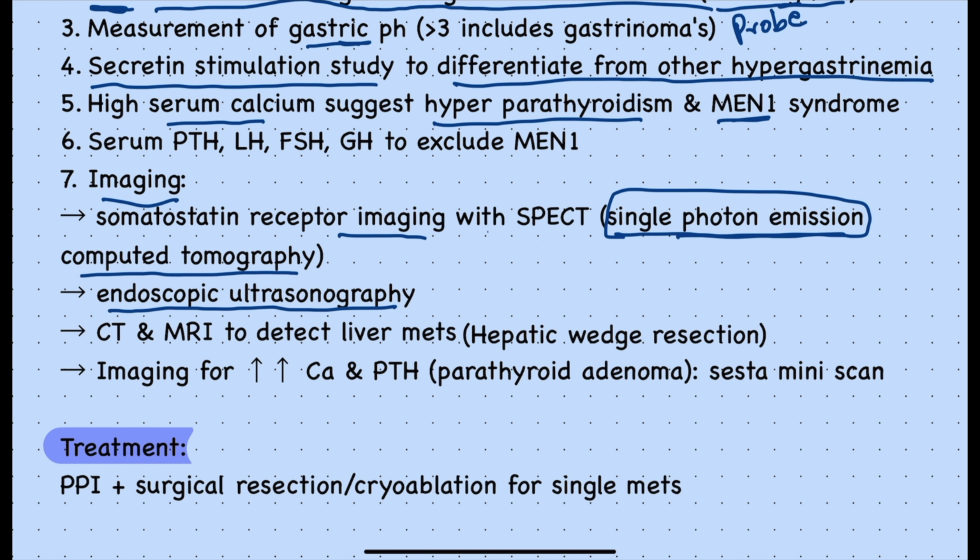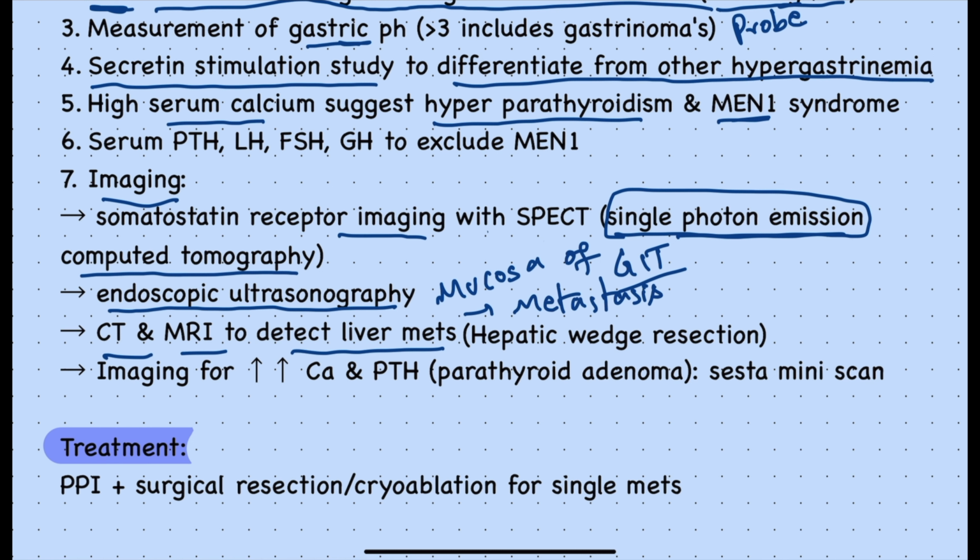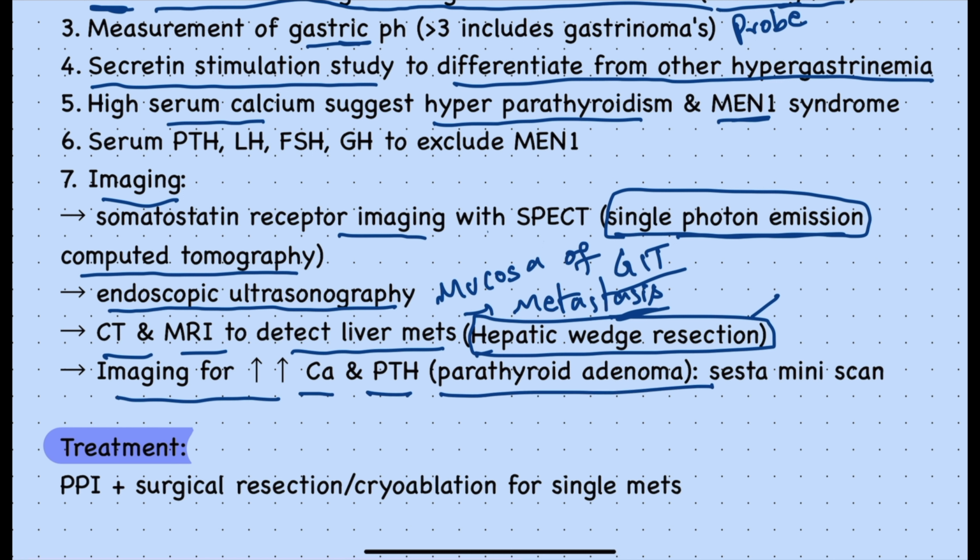Endoscopic ultrasonography, which is also a study of the mucosa of the GIT. Next, CT and MRI to detect liver mets. Here mets means metastasis. Hepatic wedge resection, most common metastasis. Imaging: increase in calcium and PTH, parathyroid adenoma. We also studied here high serum calcium for hyperparathyroidism and MEN1 syndrome. Here parathyroid adenoma, cesium MIBI scan. It is cesium MIBI scan.